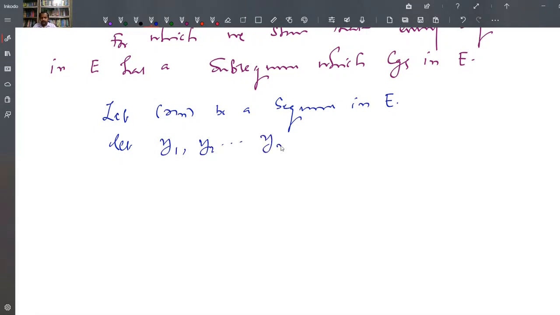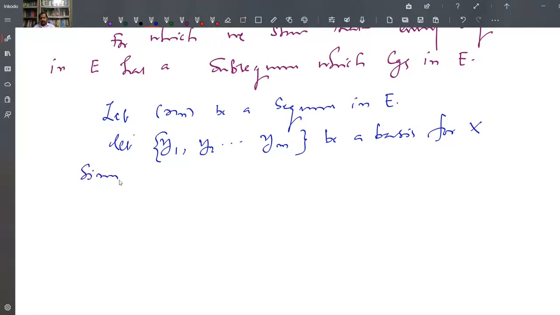Let y1, y2, etc., ym be a basis for x. Our assumption is that x is finite dimensional. Suppose that the dimension of x is m. So y1, y2, etc., ym may be treated as a basis for x. Now since E is a subspace, xn belongs to E, which is contained in x.